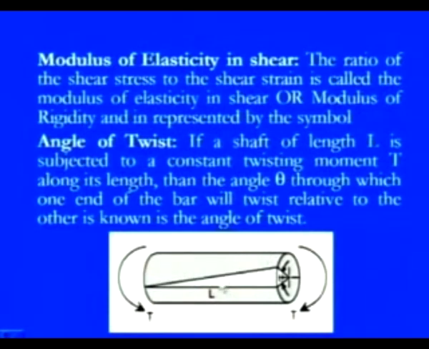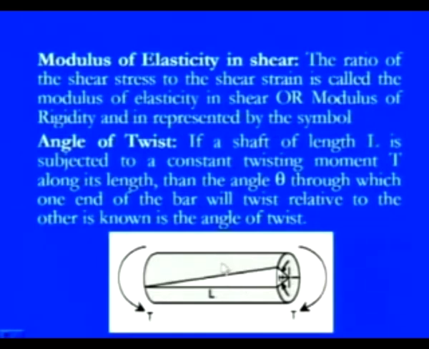So this, you see now, is the angle which gives you a clear feeling of the shearing strain. If I say that the shaft is of length L, which is subjected to a constant twisting moment T, these are the T you see along its length, then the angle theta will always give you how much distortion there is. Through this, one end of the bar will twist relative to the other end, and this angle is known as the angle of twist.